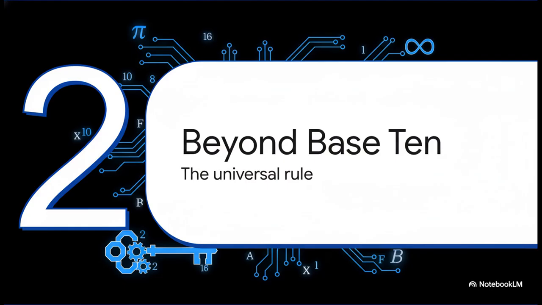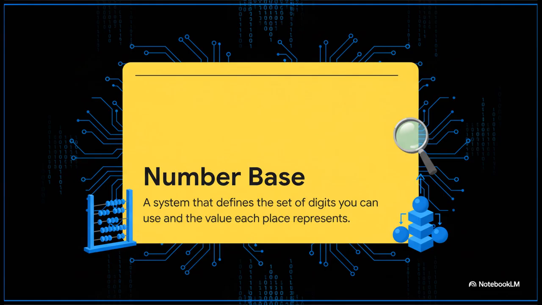Okay, so once you really get that idea, that the position is just a power of the base, you basically unlocked the secret to any number system. Seriously, that's the universal key right there. So what is a number base, really? Think of it like a simple set of rules for a game. It just tells you two things. 1, which digits you can play with, and 2, how much each spot on the board is worth.